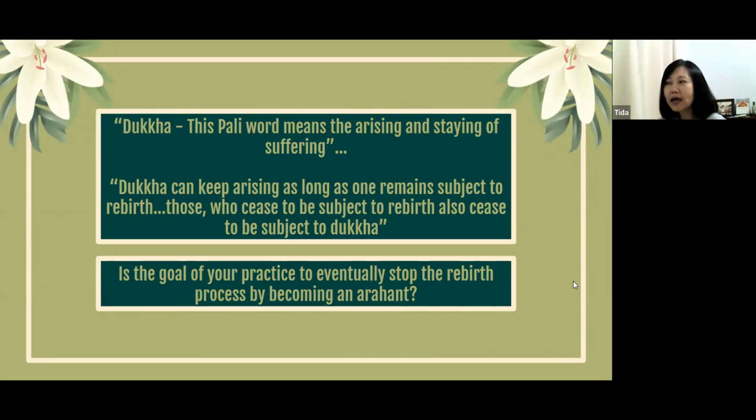I think in human life, we have short-term goals, long-term goals, and an ultimate goal. Being able to stop the rebirth process, I think this is the ultimate goal for all Buddhists, no matter what.